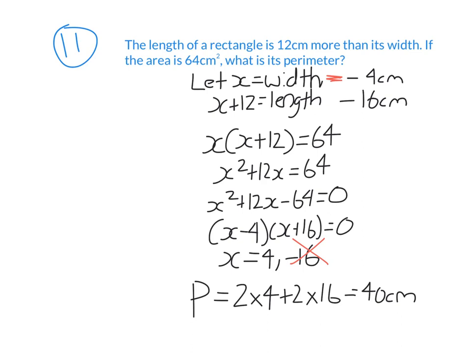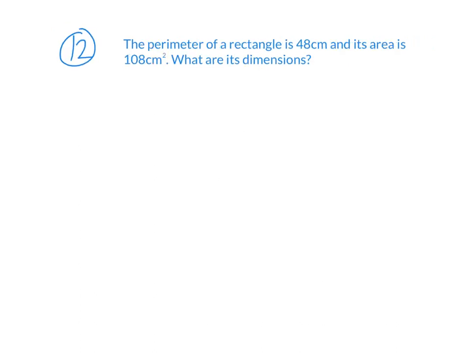Let's go on now to question 12. So let's look at this question here. The perimeter of a rectangle is 48 centimeters, area 108 centimeters squared. What are its dimensions? So once again, we're finding the length and the width. So let's let x equal the width. Now, if the perimeter of a rectangle is 48, that means that the length plus the width add to 24 centimeters. So that means the length would be 24 minus x.